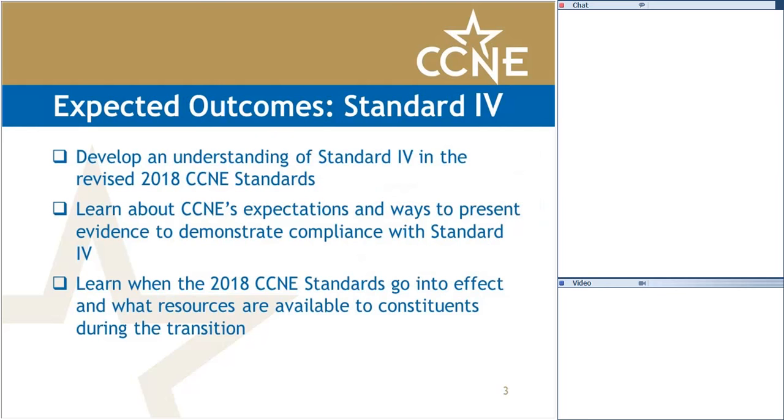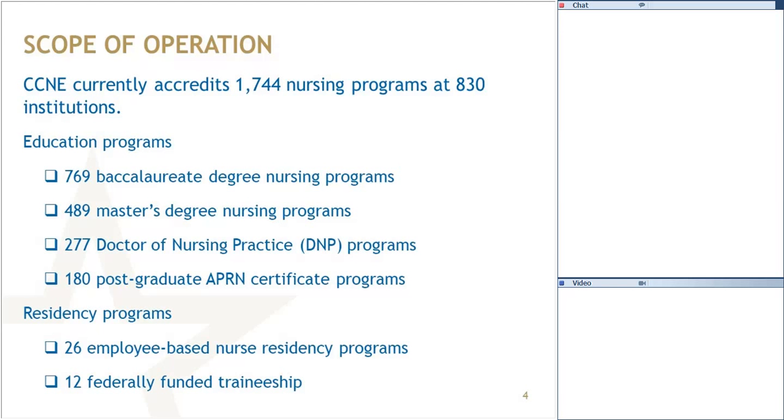As many of you know, CCNE is celebrating its 20th anniversary this year, and we just wanted to take a moment to thank you for your support. You can see that CCNE currently accredits close to 1,800 nursing programs at 830 institutions. You can see the breakdown, and we just want to thank you for your continued support over these past 20 years.